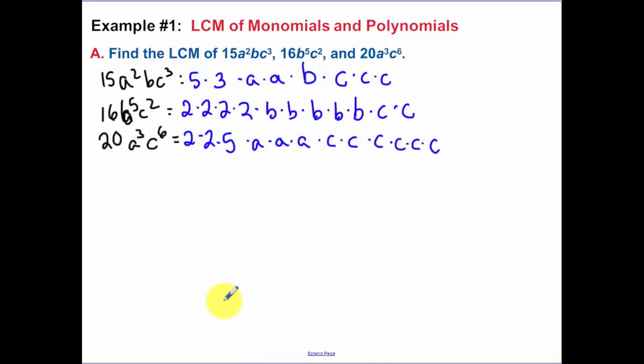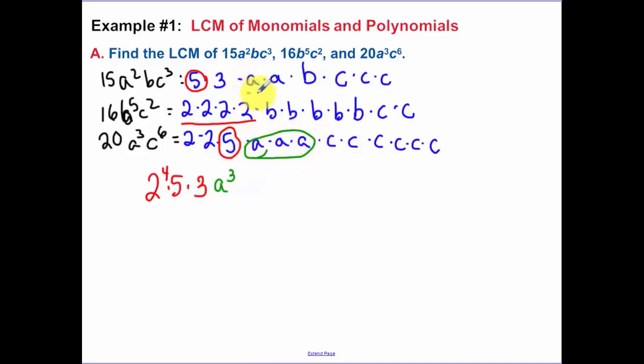Now for your least common multiple, you have to pick essentially the highest power. So the highest power of my 2's is 2 to the 4th. That's going to also take care of these 2's. This has a 5 and this has a 5, so I need a 5. So it's 2 to the 4th times 5, and then we need a 3. Again, you're always picking the highest power. We have a to the 3rd is the highest power. And that takes care of these two a's here.